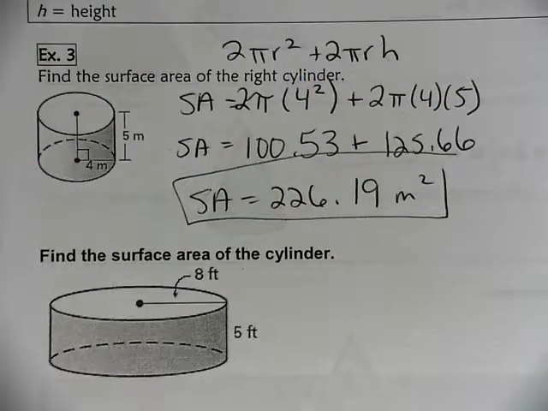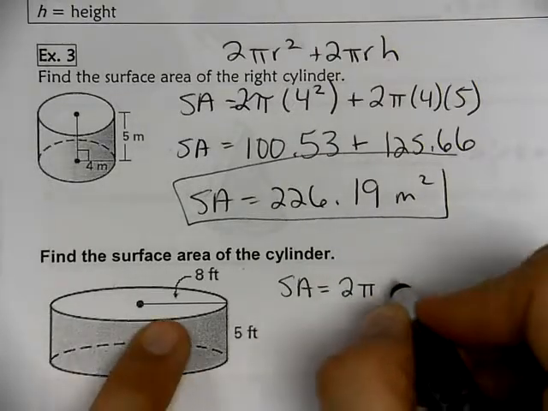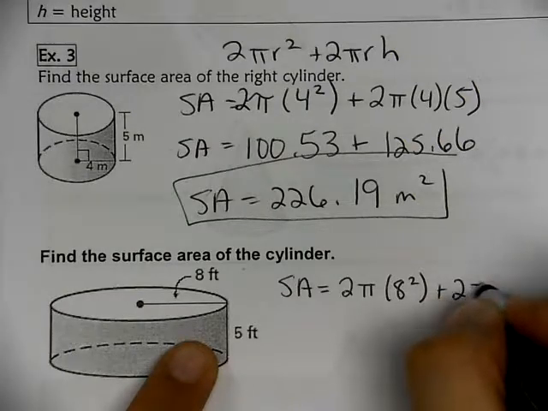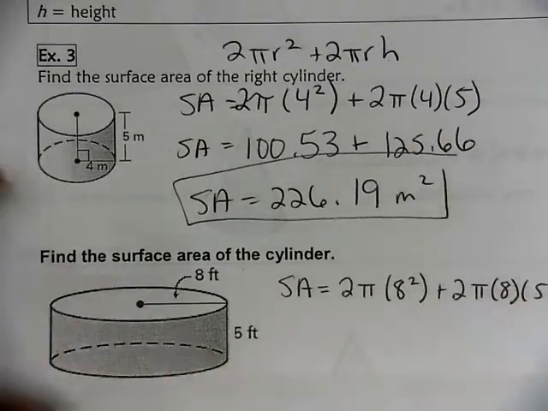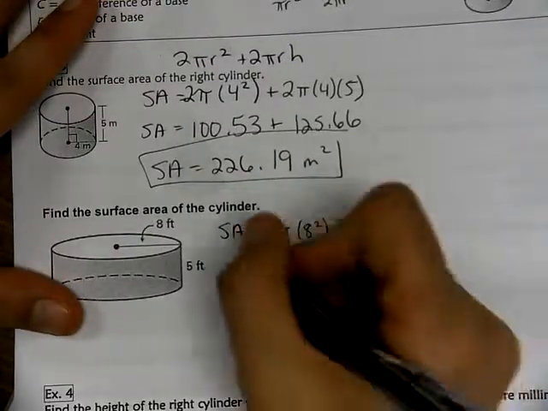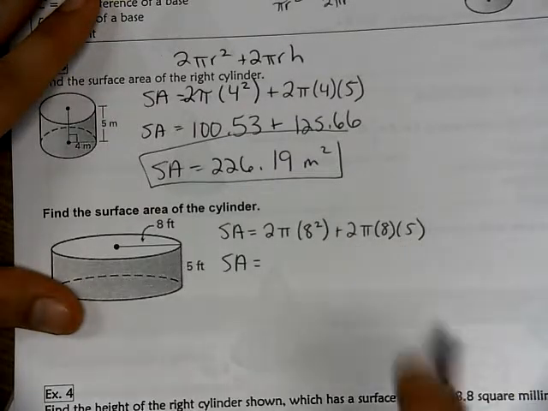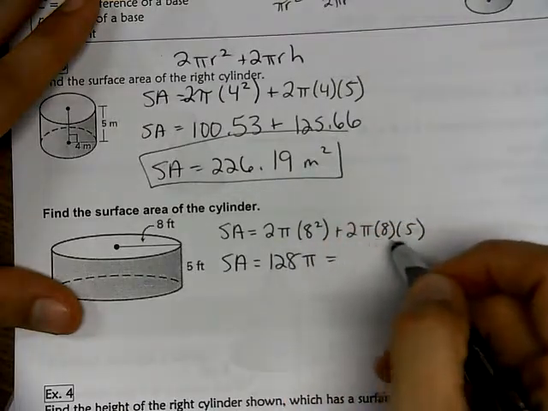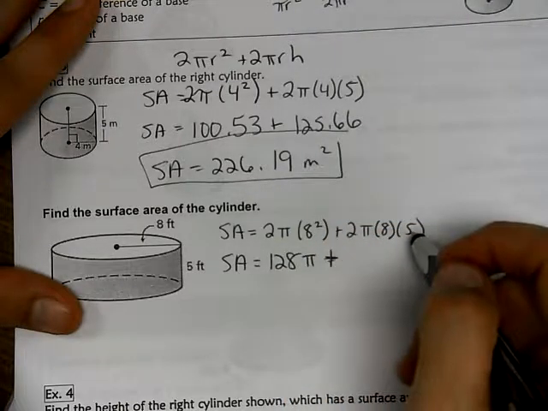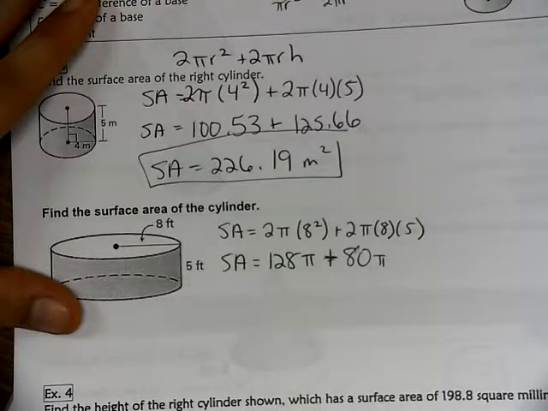Okay, since we did the last one as a decimal, I'm going to do this one as an exact, just so you can see the difference. For this cylinder, surface area is 2 pi, my radius is 8, squared, plus 2 pi, 8 times 5. Your other option is to forget about the pi. 8 squared times 2 is 128 pi, plus 8 times 5 is 40, times 2 is 80 pi. Add them together, you get 208 pi.